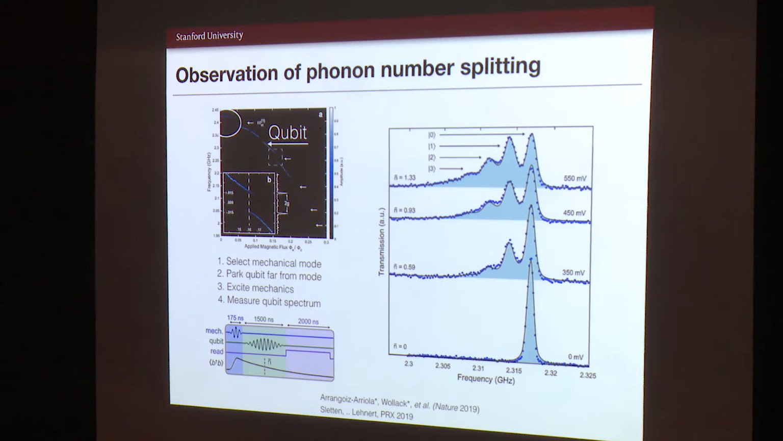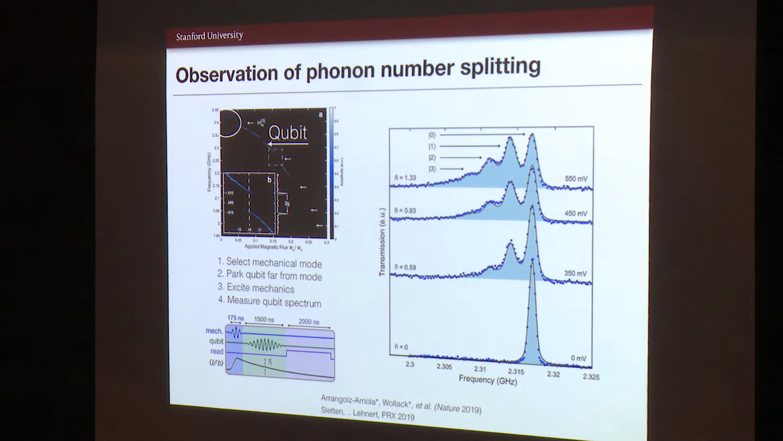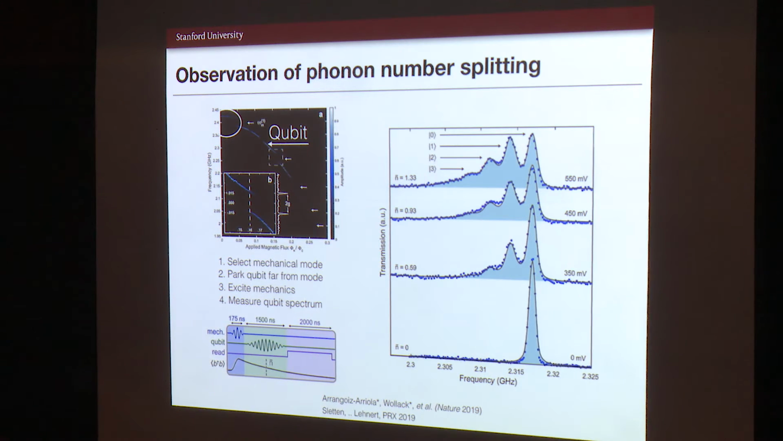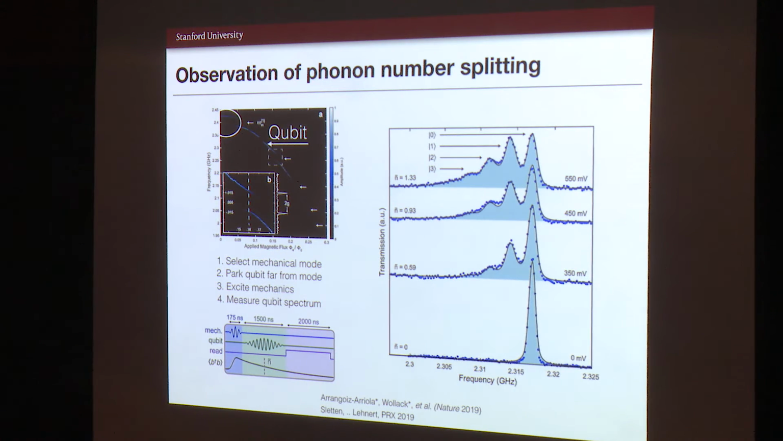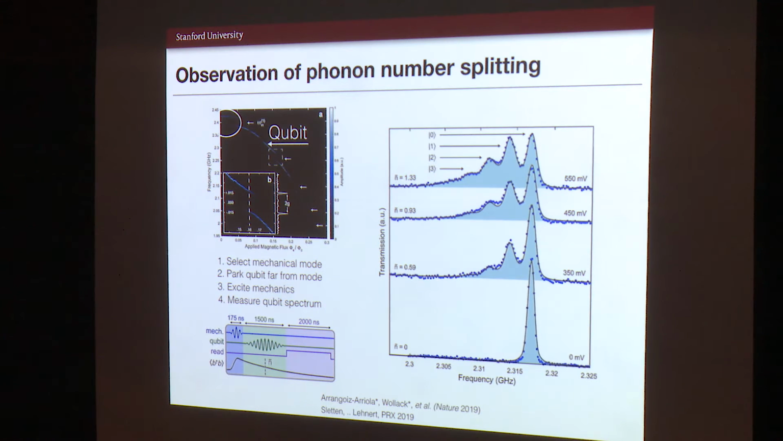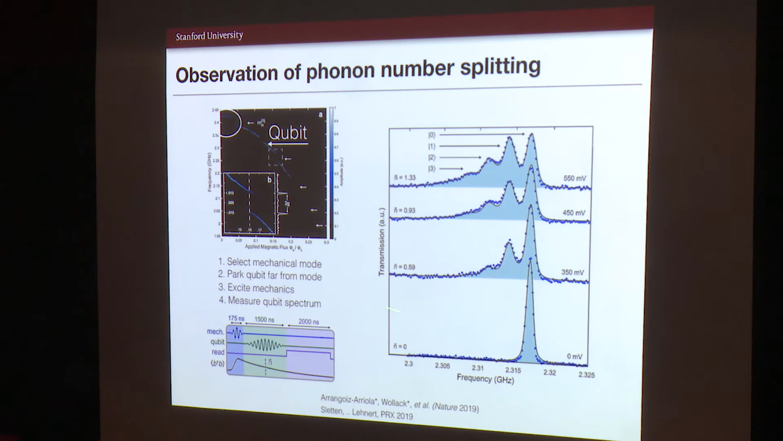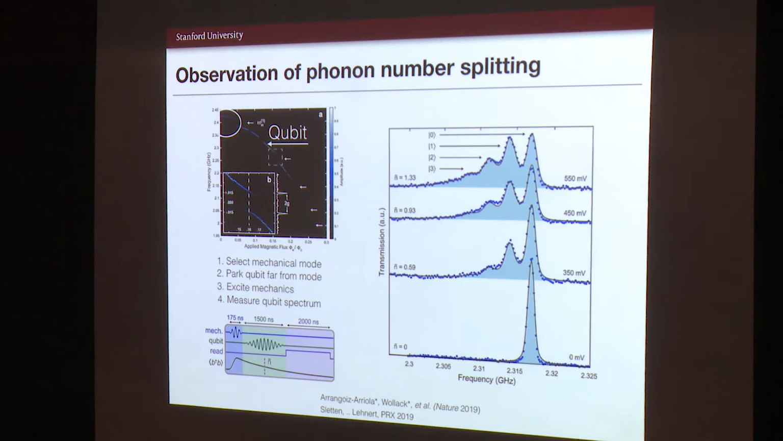Okay, so this allows us to see this phonon number splitting effect, and this is the first step to trying to do more complicated dynamics with phonons. If we want to generate things like cat states with the phonons, we have to be deep into this regime to be able to do these sorts of things, and that's what we're working towards.